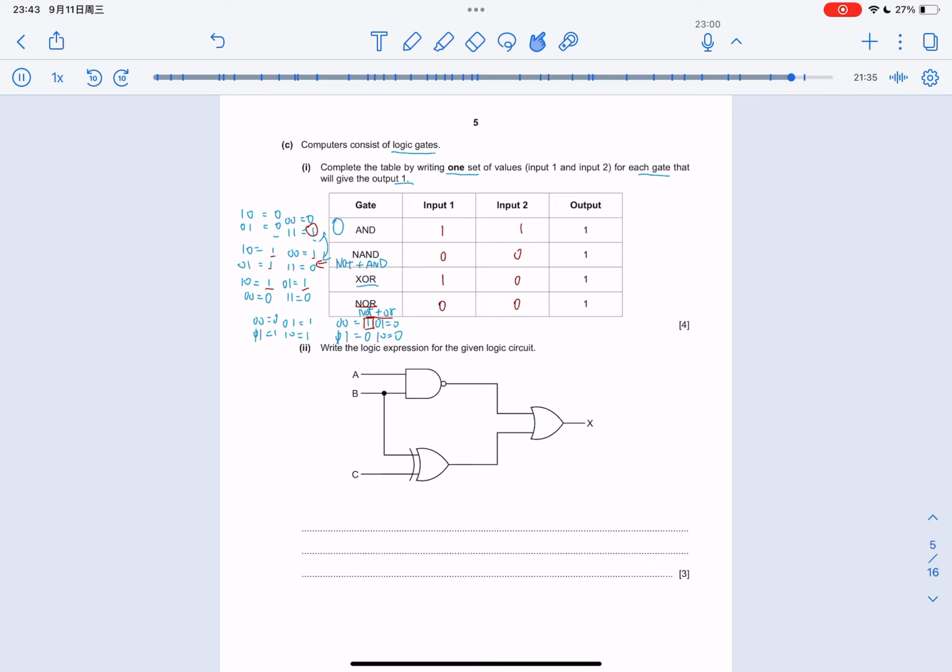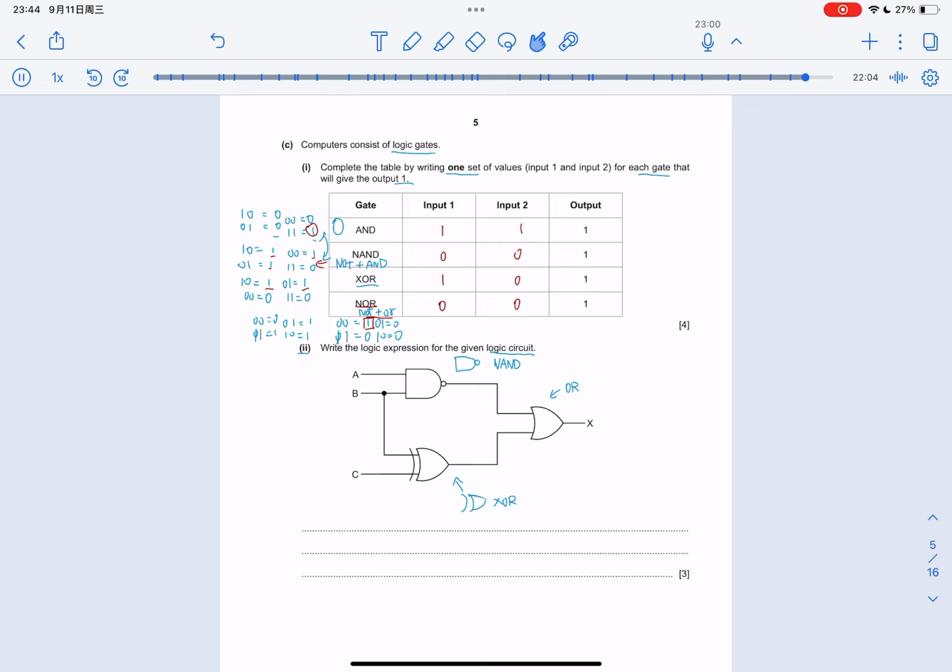Okay, here's question 2. Write the logic expression for the given logic circuit. Okay, this is obviously a NAND. So this is the shape of AND, plus a circle, which is called NAND. This is OR. This is XOR. So the XOR has an extra curve behind, it forms XOR.